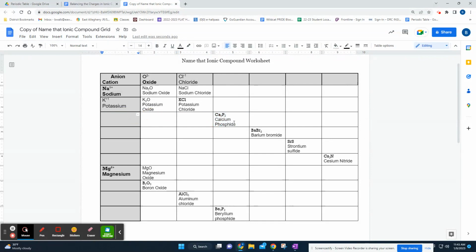We bring calcium over here, we bring phosphide up. Check the periodic table for charges. Barium comes over, bromide comes up. Check the charges on the periodic table, and then just continue to fill it up.